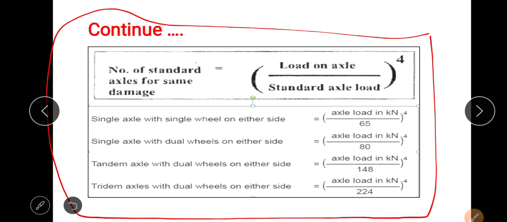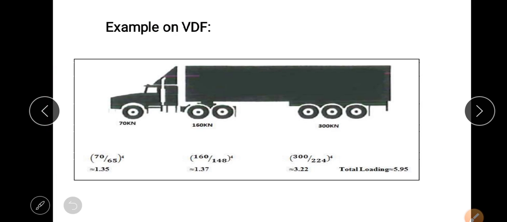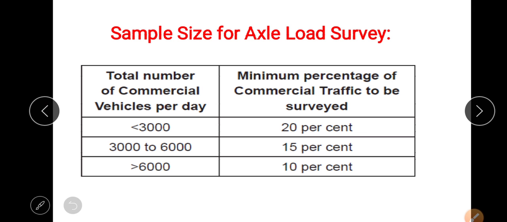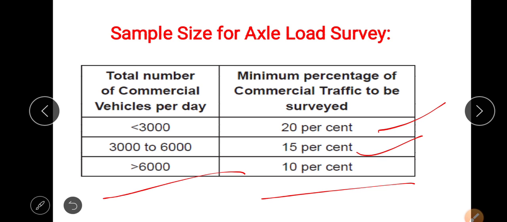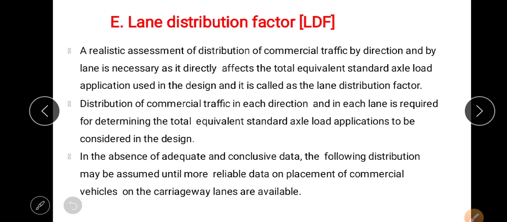Okay, number of standard axles for same damage factor: load axle divided by standard axle load to the power of 4, everything we have seen in the last class itself. In the previous class itself we have seen all these. Sample size for the survey, if it is less than 3000, it shall be 20%, 3000 to 6000, 15%, more than 6000, total number of commercial vehicles per day, it is 10%. All this we have seen.